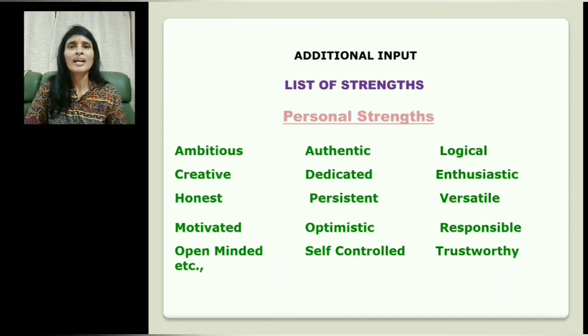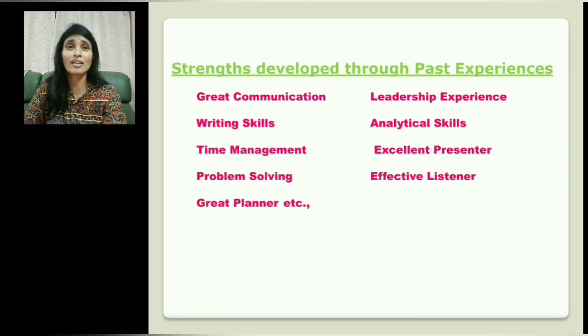So here, I mentioned certain strengths people have because after graduation, when youth, particularly, go for interviews, they may face certain questions: what are your strengths and what are your weaknesses? So here we have certain strengths. These strengths are ambitious, authentic, logical, creative, dedicated, enthusiastic, honest, persistent, versatile, motivated, optimistic, responsible, open-minded, self-controlled, trustworthy. These are certain personal strengths.